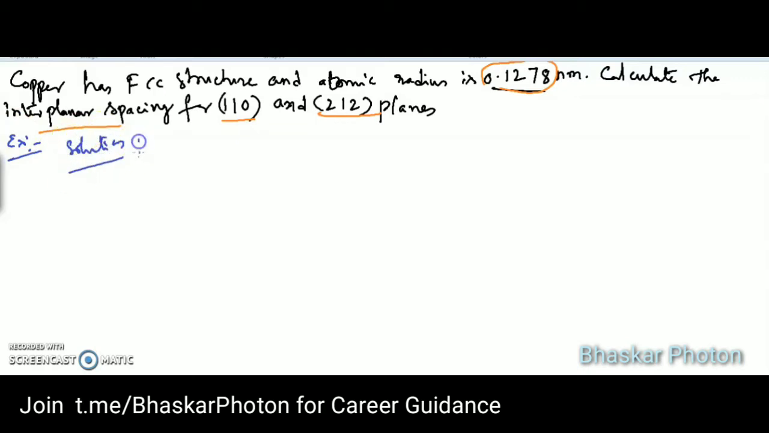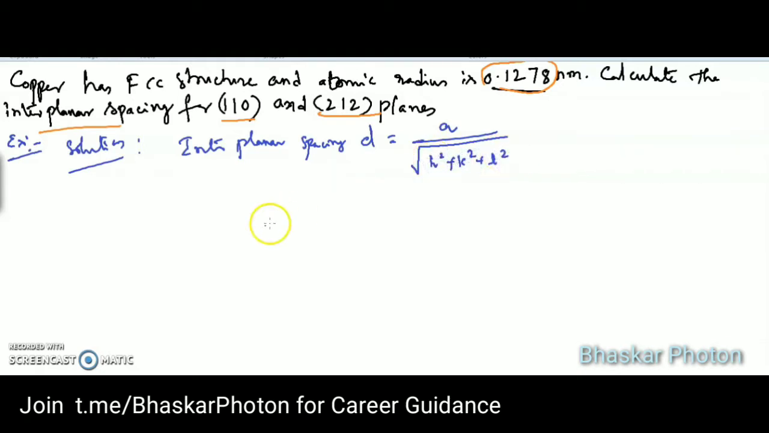we know that the formula for interplanar spacing is D is equal to A divided by square root of h square plus k square plus L square. So what is given here? This is copper, that is FCC structure.